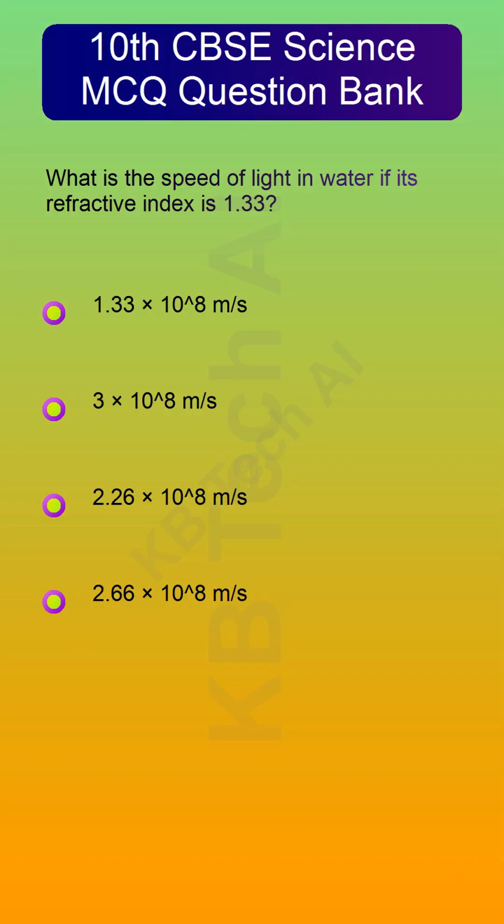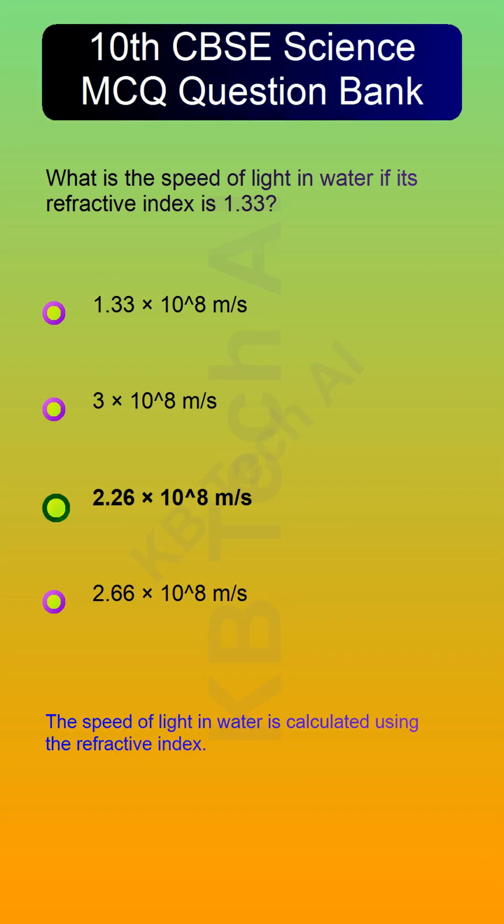What is the speed of light in water if its refractive index is 1.33? Option 1, 1.33 multiplied by 10 to the power of 8 m/s. Option 2, 3 multiplied by 10 to the power of 8 m/s. Option 3, 2.26 multiplied by 10 to the power of 8 m/s. Option 4, 2.66 multiplied by 10 to the power of 8 m/s. The answer is option 3, 2.26 multiplied by 10 to the power of 8 m/s.